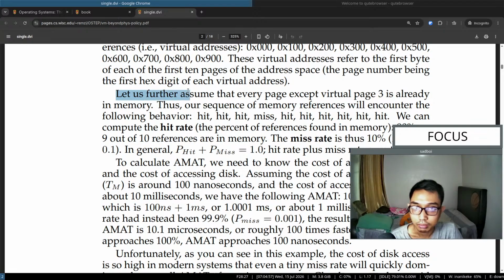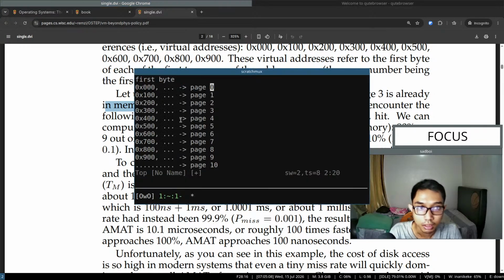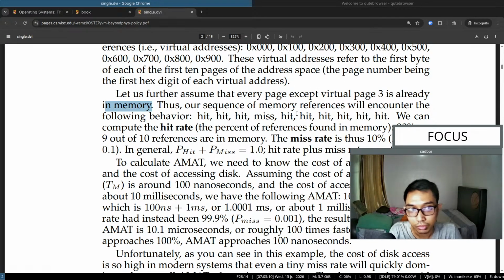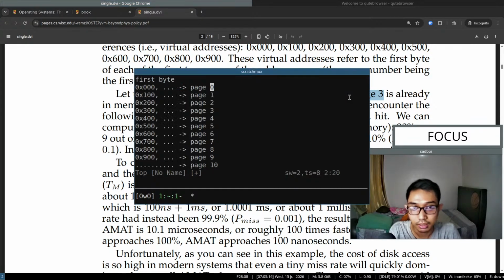Okay, let us further assume that every page except virtual page 3 is already in memory. So I assume, if I remember correctly, virtual page 3 starts from 0, right? So this one will be a miss.